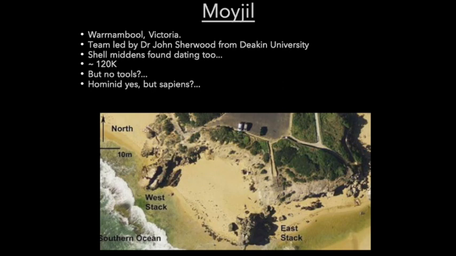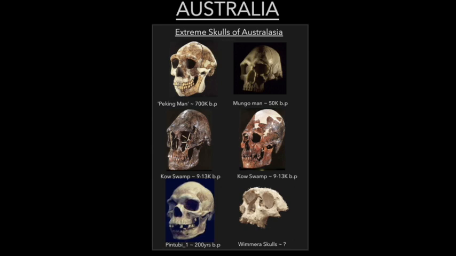And these are some of the extreme skulls that have been found on the Australian continent. So up the top there, Peking man, I've put there just for reference. That was Homo erectus in Peking, China, dated at 700,000 years ago. That was just there so you can have an idea of the archaic features. But Mungo man, top right, 50,000 years before present, the oldest conclusive remains of sapiens on the Australian continent.